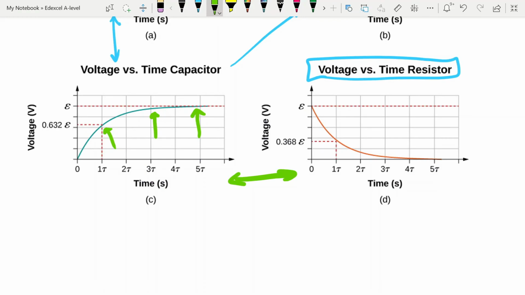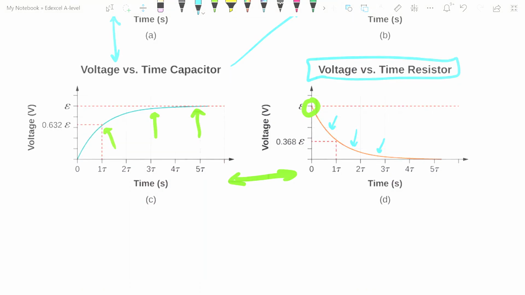So for the resistor, we would start with the maximum voltage across the resistor, because when the capacitor has zero voltage, the resistor will have the same voltage as the supply. But then over time, the voltage across the resistor is going to decrease as the voltage across the capacitor increases. And so if you added up at any particular time the voltage across the resistor and the capacitor, it would equal the voltage of the supply.